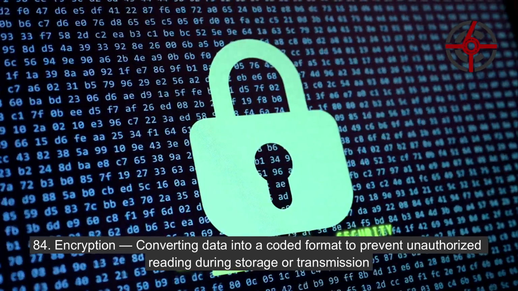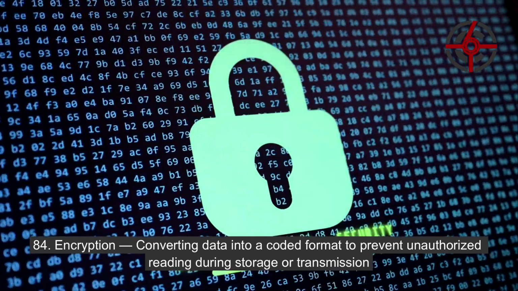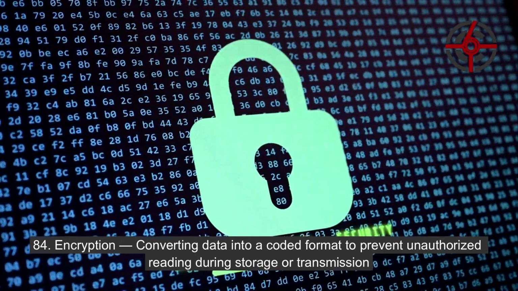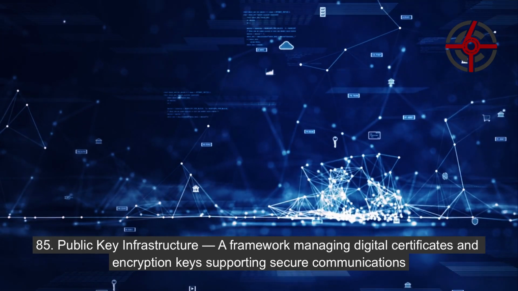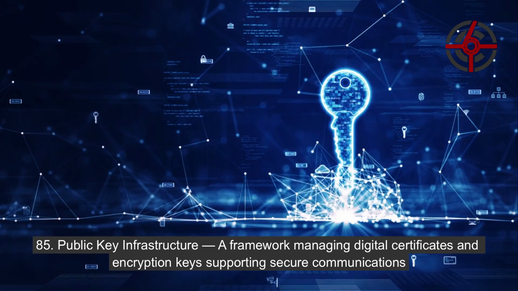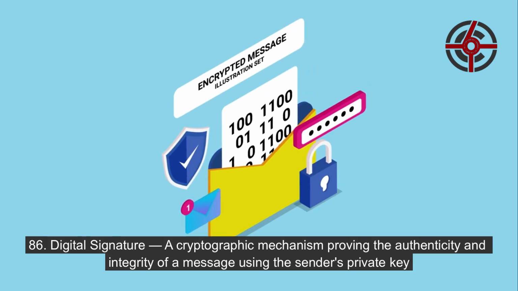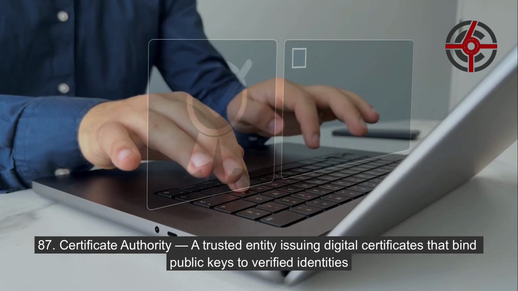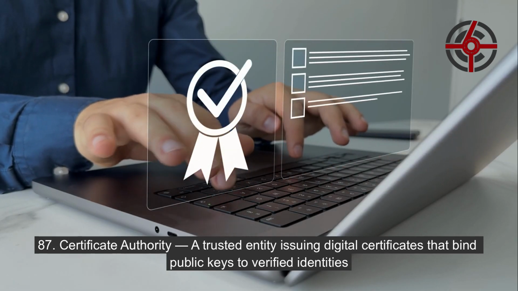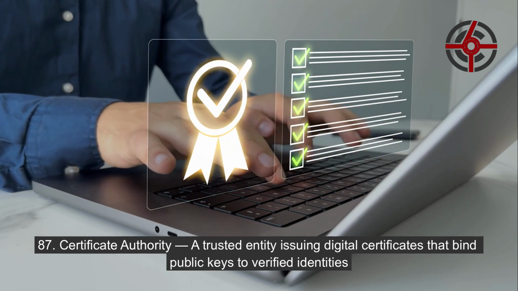84. Encryption. Converting data into a coded format to prevent unauthorized reading during storage or transmission. 85. Public Key Infrastructure. A framework managing digital certificates and encryption keys supporting secure communications. 86. Digital signature. A cryptographic mechanism proving the authenticity and integrity of a message using the sender's private key. 87. Certificate Authority. A trusted entity issuing digital certificates that bind public keys to verified identities.